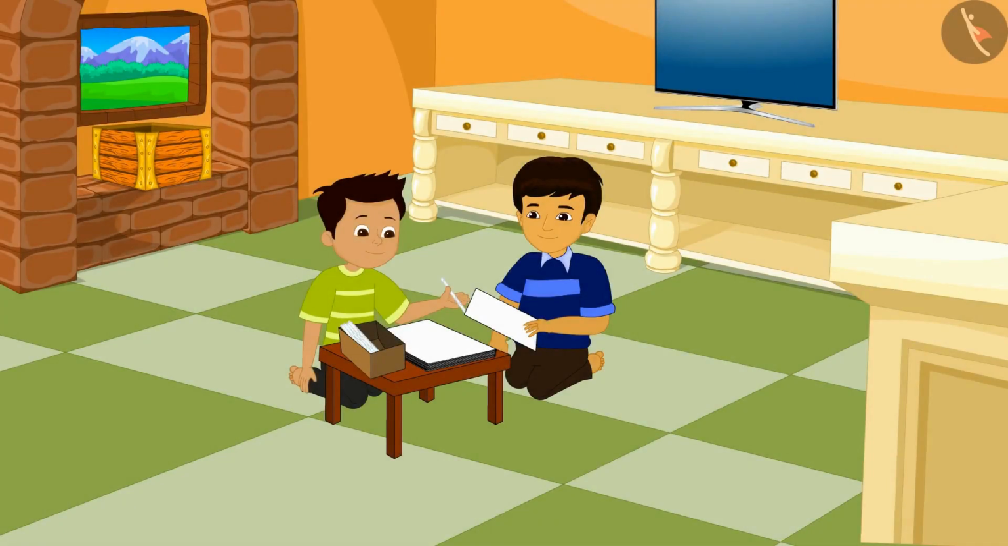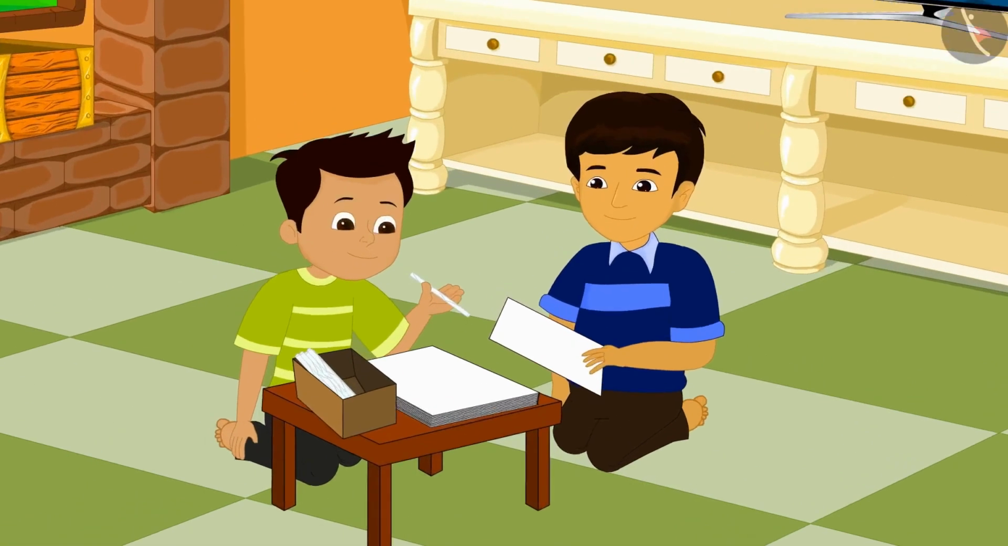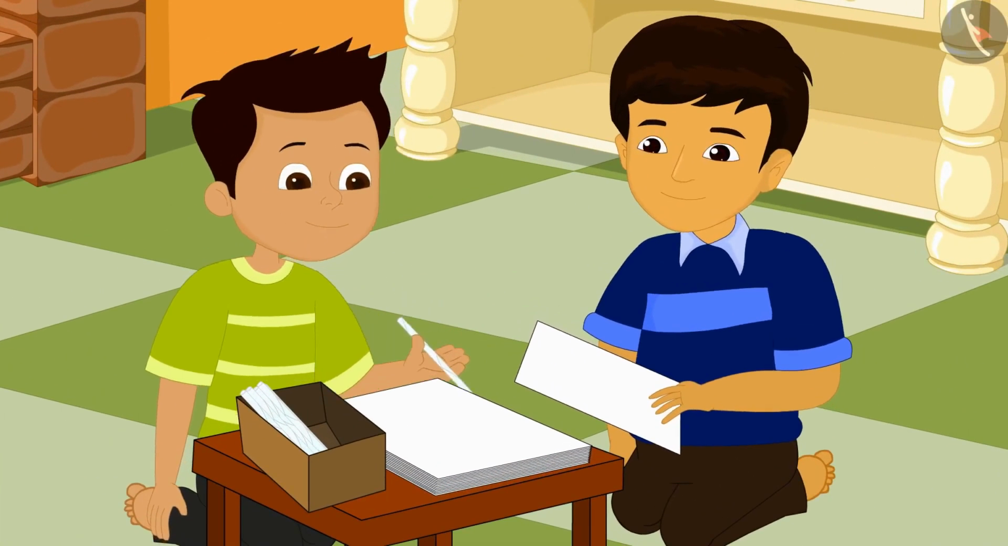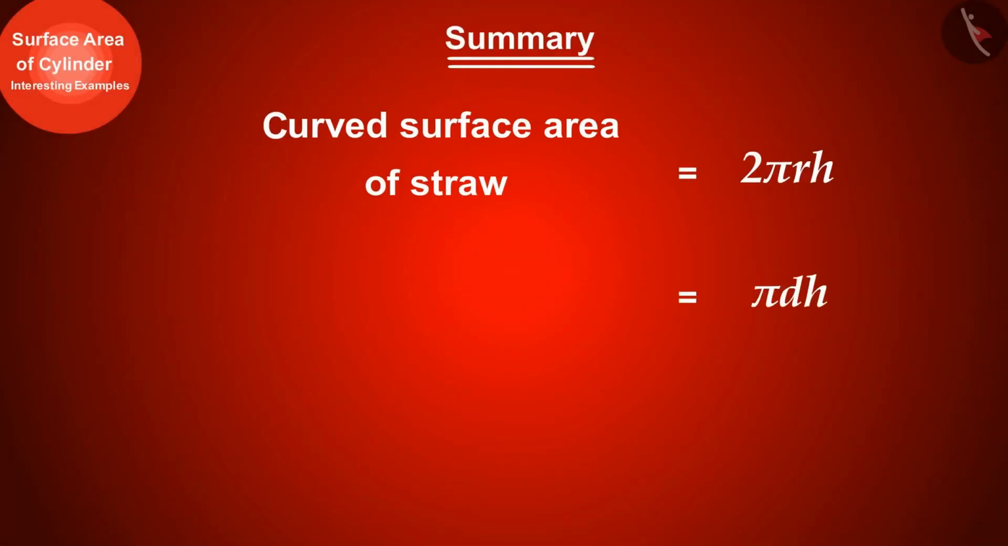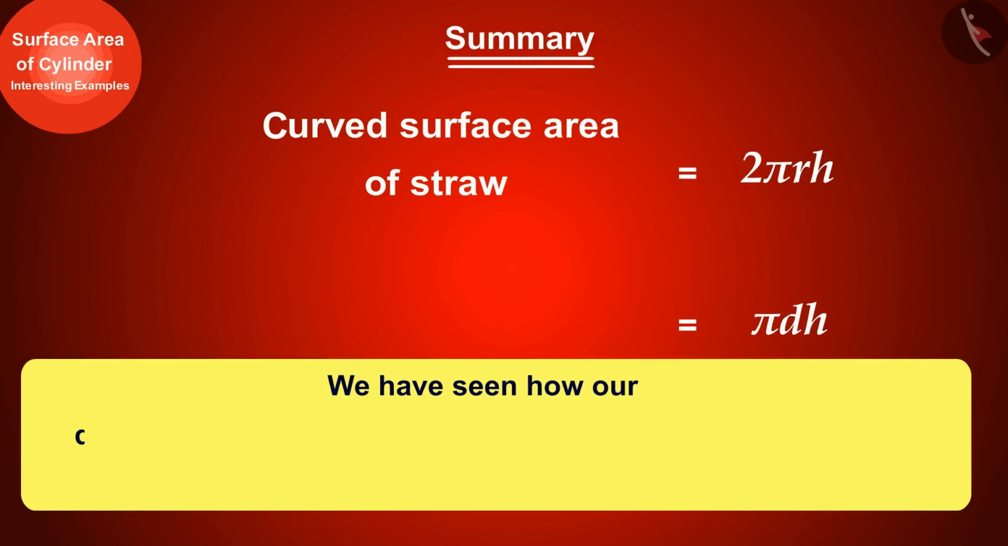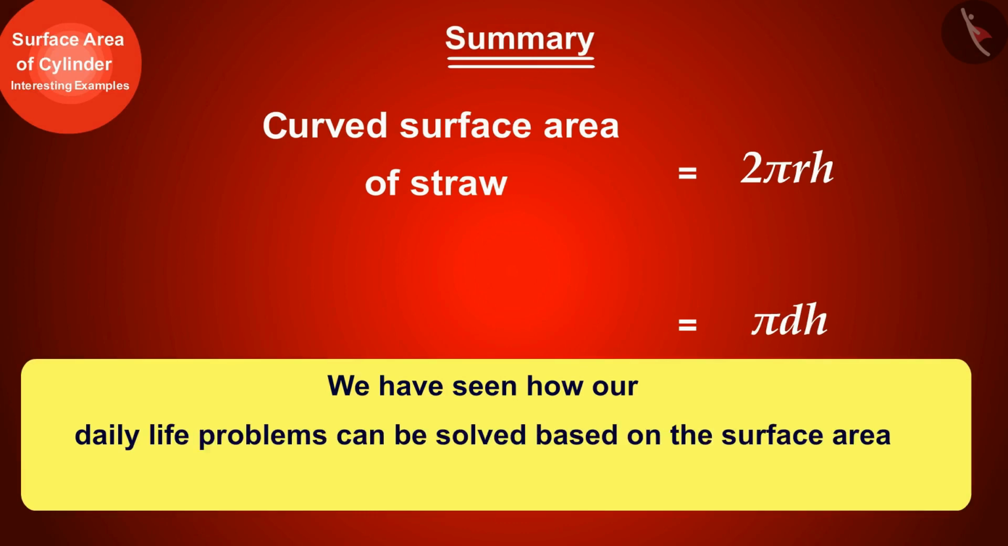The two friends bought that paper and made 100 paper straws using it. With this example, we have seen how our daily life problems can be solved based on the surface area of the cylinder.